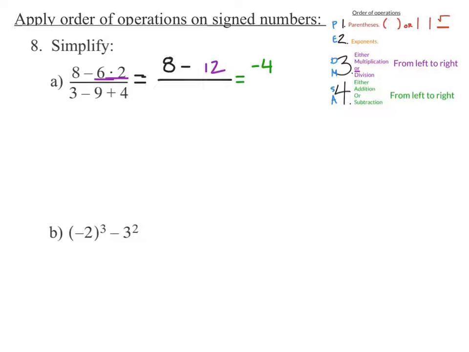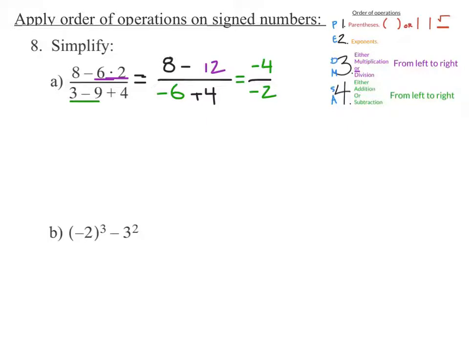Now the denominator, which only has subtraction and addition. The subtraction is first because it's farther to the left. 3 plus negative 9 is the same as negative 6. So I've got negative 6 plus 4. There's more negatives than positives, so I know my answer is negative. 6 minus 4 is 2. So I've got 4 divided by 2.